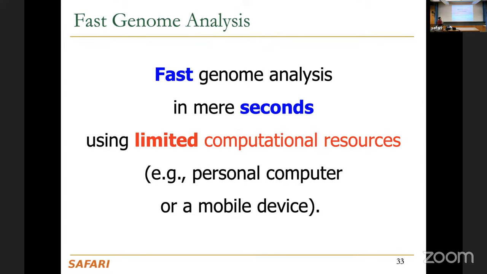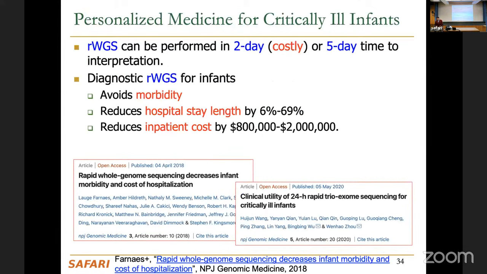This is one example. A fast genome analysis can be doing the analysis in mere seconds, using limited computational resources, for example, a personal computer or a mobile device. And this is even more important when we need to do fast analysis in critical conditions. For example, we may have critically ill infants or newborns, and we may need to generate accurate answers really quickly, maybe in even 2 days, and maybe in 5 days.